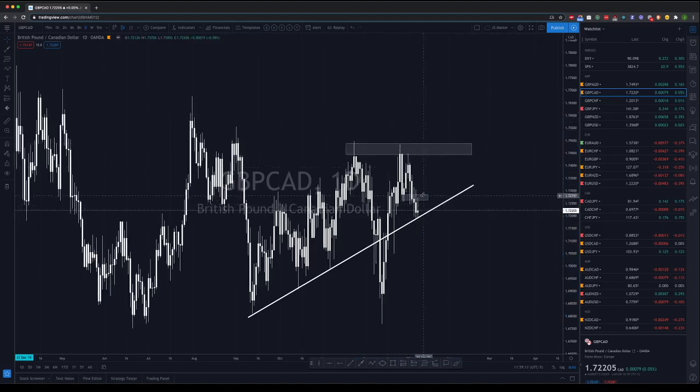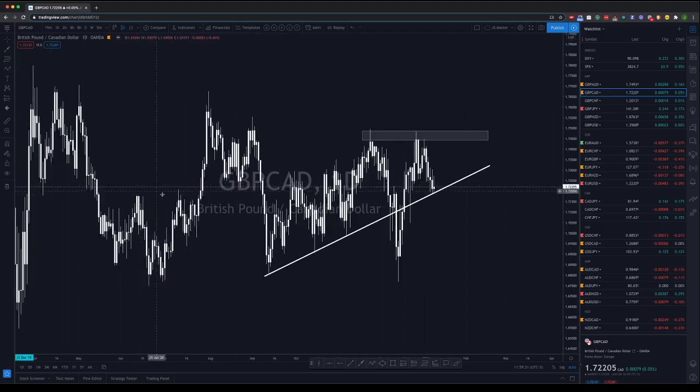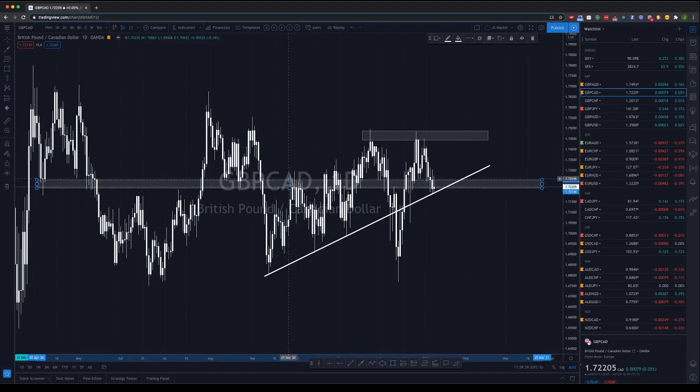Right. So right now price is respecting this trend line here, which you can see was heavily rejected in the past, this sort of area, right? Rejected here in the past, and this is all on the daily. So I'll just draw this zone in here so it's a little bit clearer for you all to see. So this is where price is currently.